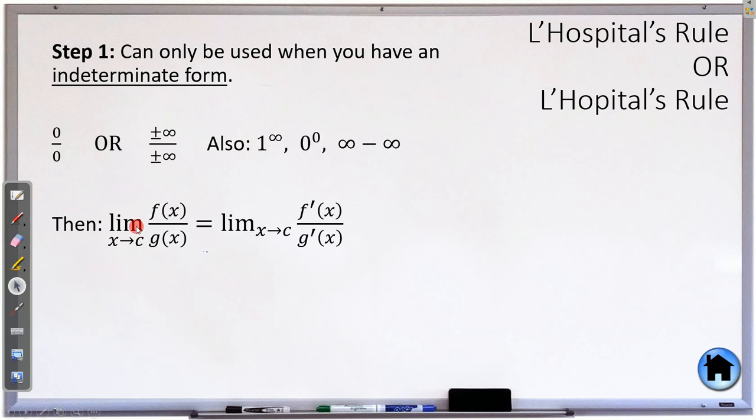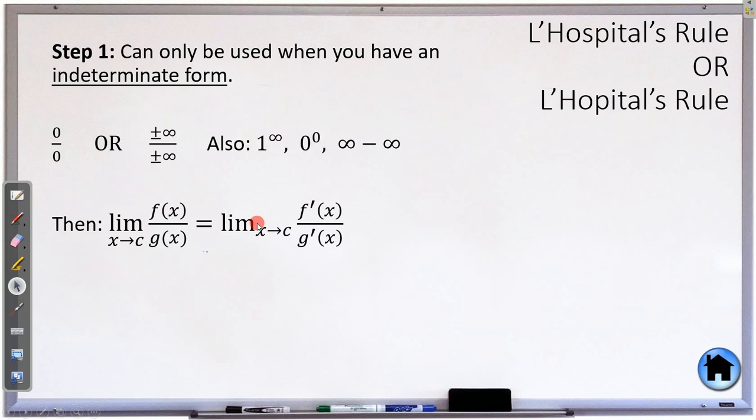So, in a nutshell, if you have a limit that you can't do, one option to you is to take the derivative of the top and the derivative of the bottom and then try again. And if that doesn't work, you're actually allowed to do it again and again and again. Hopefully you remember taking the derivative simplifies things a lot. And so this can actually be a very powerful tool.